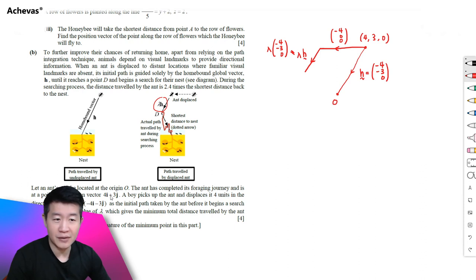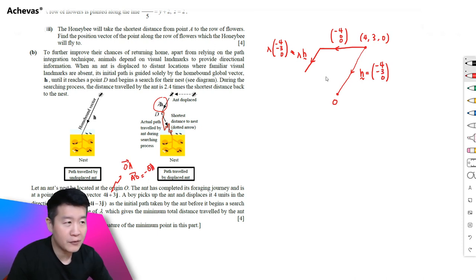But please remember to add a negative here, because the coordinates that are given here will be like OA, and the homebound vector will be like AO. So it has to be the negative of OA. That's why it's minus 4, minus 3, 0. And then from here, let me call this point, let's say D.